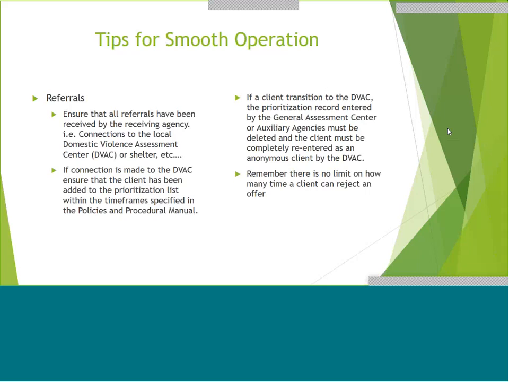If a client transitions to the Domestic Violence Assessment Center, their prioritization record, which was entered by the General Assessment Center or the auxiliary agency, must be deleted, and the client should then be completely re-entered as an anonymous client by the Domestic Violence Assessment Center. We also want to remember that there is no limit on how many times a client can reject a program offer. They can reject as much as they want, and they will still not lose their place on the prioritization list.